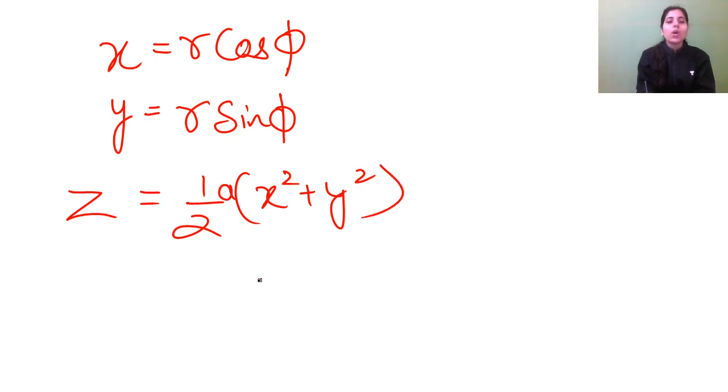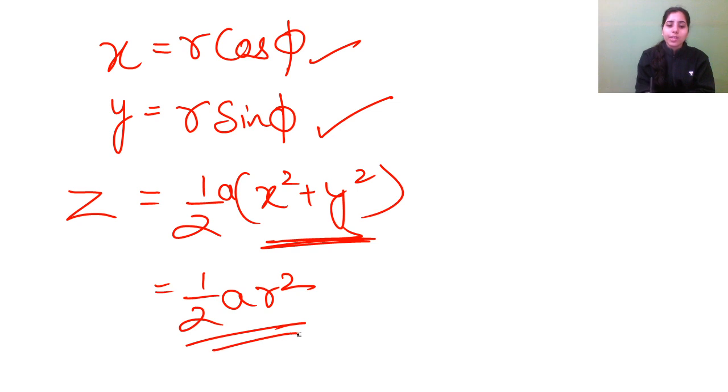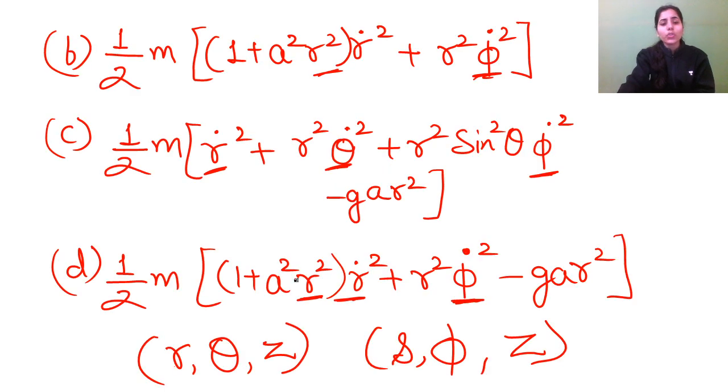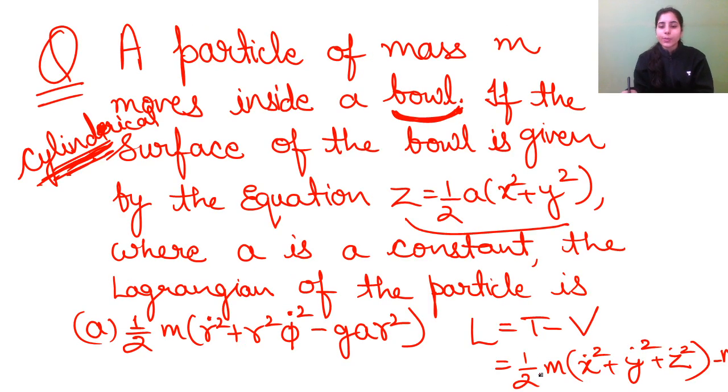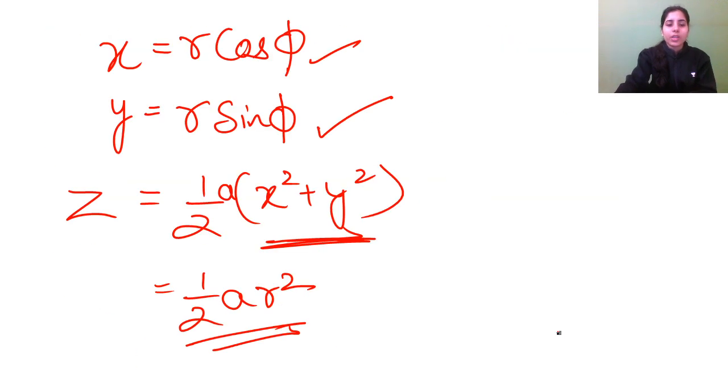And do you know, if you will write x square plus y square with this x and this y, it will give you sin square phi plus cos square phi, which means 1. So you will simply get half a r square for z. Clear? So you can do one thing. In the last expression, you can simply put the values of x dot, y dot and z dot. So with these expressions, what you will get the value for the x dot?